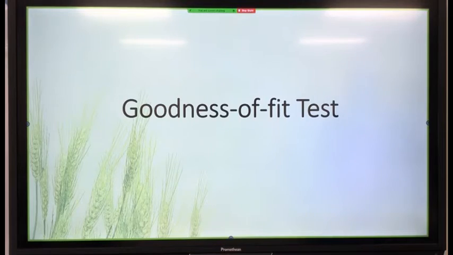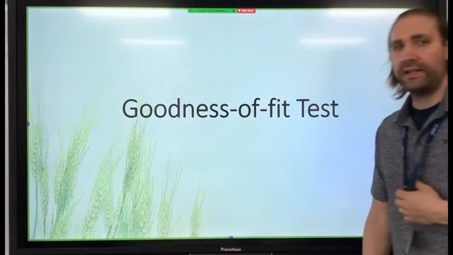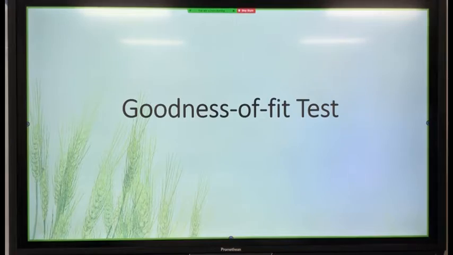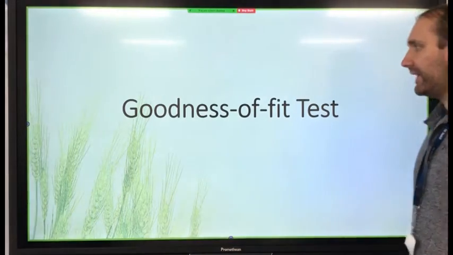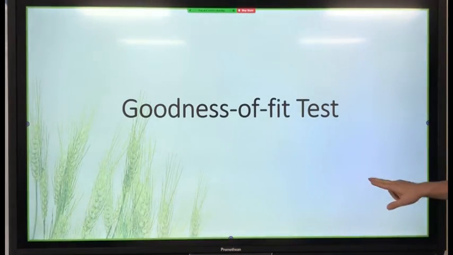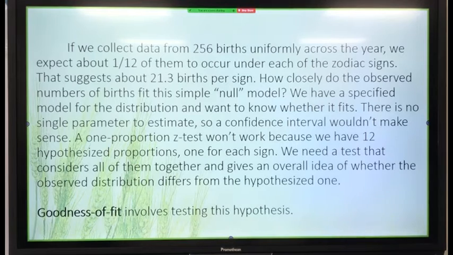As I mentioned yesterday, when we're dealing with categorical data, we have 3 different tests we want to use. First one we're going to see today, the goodness of fit test. If we collect data from 256 births uniformly across the year, we expect about 1/12 of them to occur under each of the zodiac signs. So, one for each month.